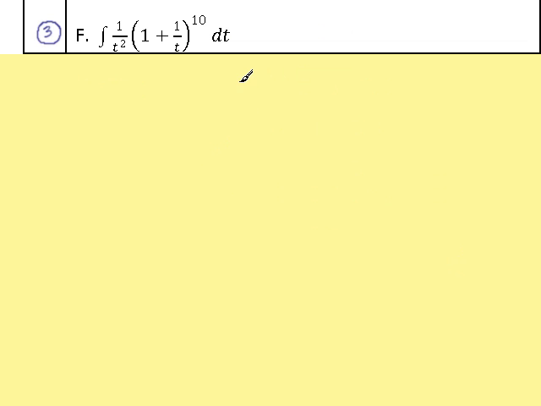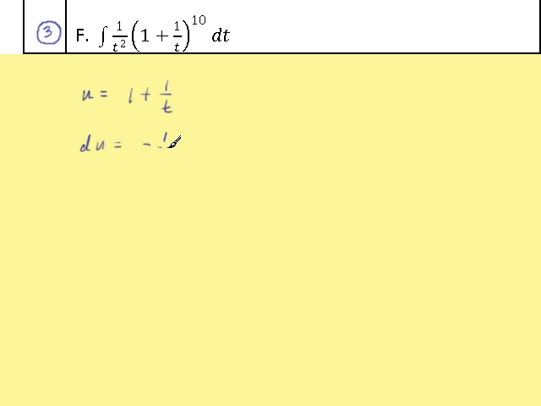In 3f, there's really no hope of writing this as a sum of powers because we would have to multiply this out 10 times. All right, so again, we think about a u substitution. Here's our inner function. And remember that the derivative of 1 over t is minus 1 over t squared, and we have 1 over t squared here. So we pretty much have the derivative of the inside on the outside. So that's a u substitution situation. So we put u equal to that inner function.